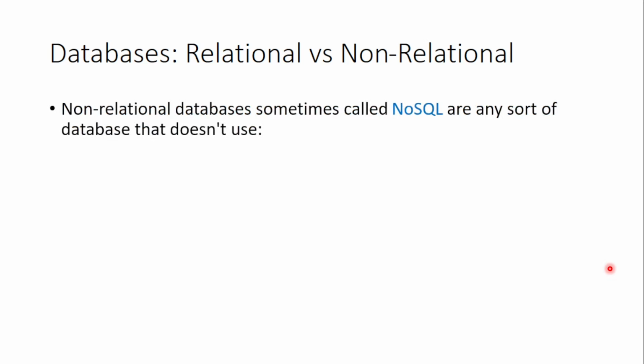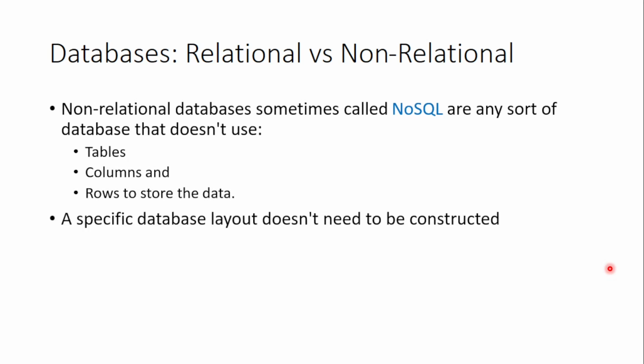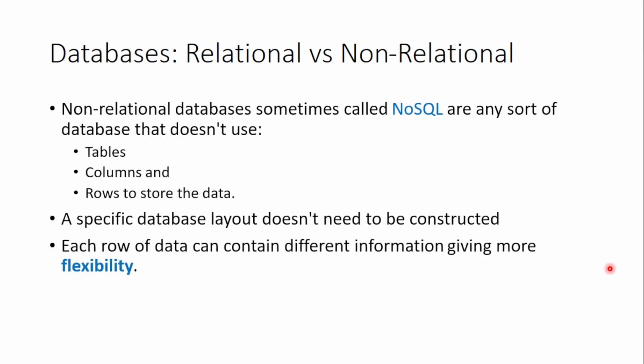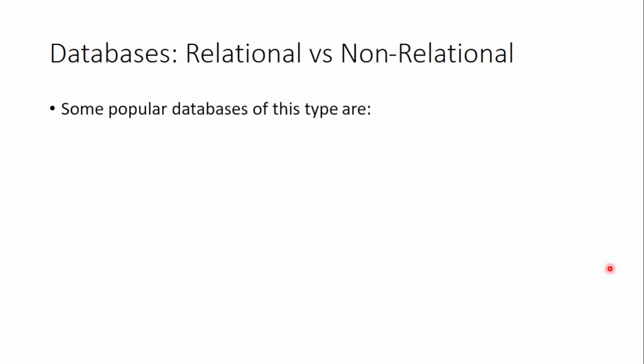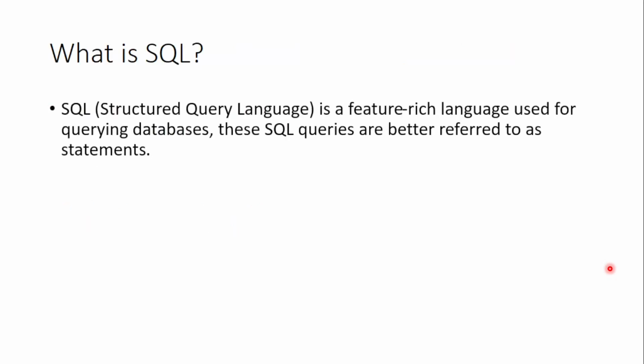Non-relational databases, however, sometimes called NoSQL, are any sort of database that doesn't use tables, columns, and rows to store the data. A specific database layout doesn't need to be constructed. Each row of data can contain different information, giving more flexibility. Some popular databases of this type are MongoDB, Cassandra, and Elasticsearch. So what is SQL? SQL, or Structured Query Language, is a feature-rich language used for querying databases.